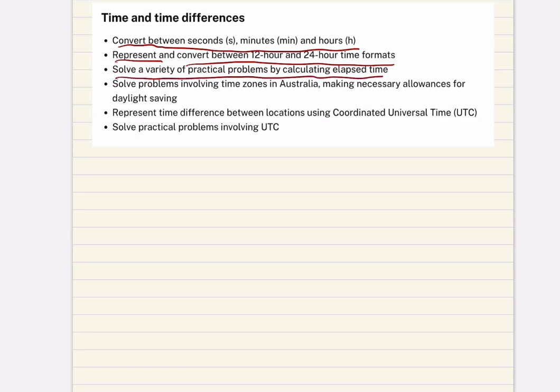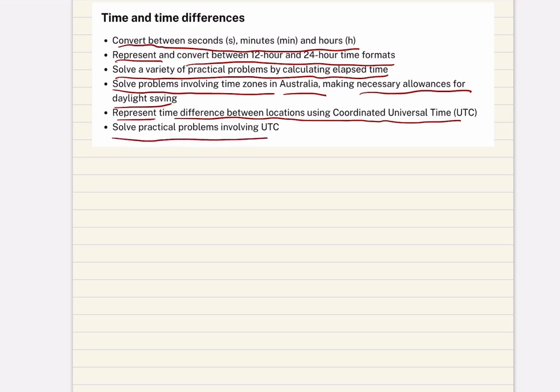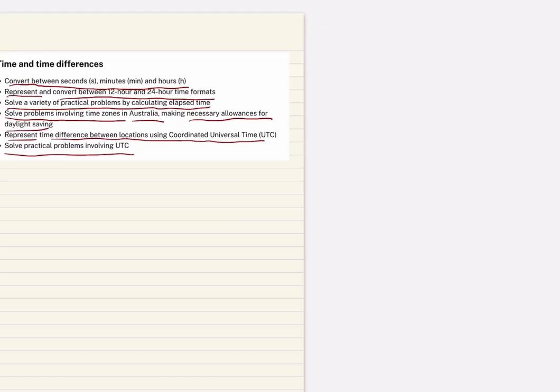Solve a variety of problems by calculating elapsed time. So if you've got a time and you add a time to it, it's about working out what that final time is. Then next is solving problems involving time zones in Australia, making necessary allowances for daylight saving. Next, we've got represent time differences between locations using coordinated universal time. So that's your international time zones, working out time differences between them. And finally, solving practical problems using universal coordinated time. Okay, so we're going to jump in and do a few practice on each of these.